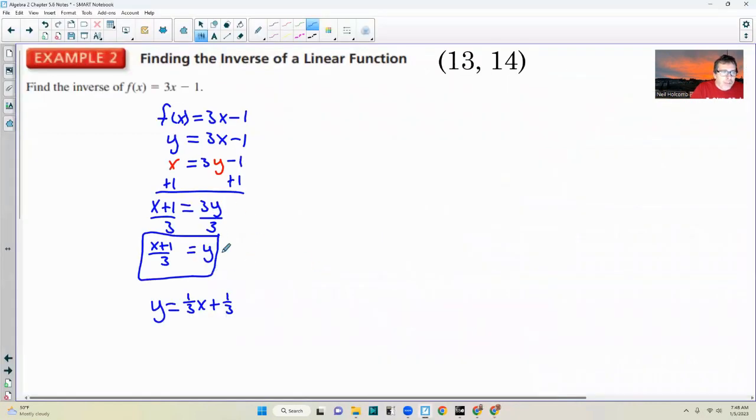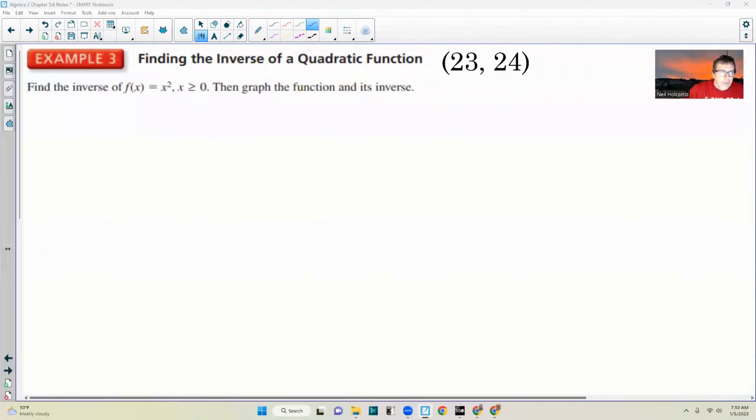Okay, so that's what we're doing here. We're finding functions that reflect across y equals x, which is kind of neat. So after doing example 2, you should be able to do numbers 13 and 14.